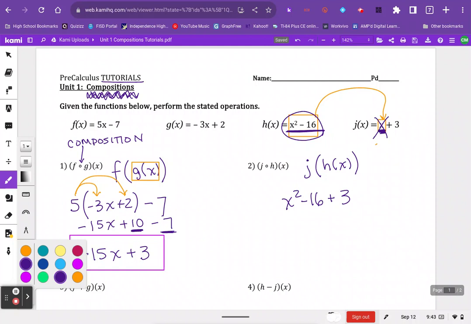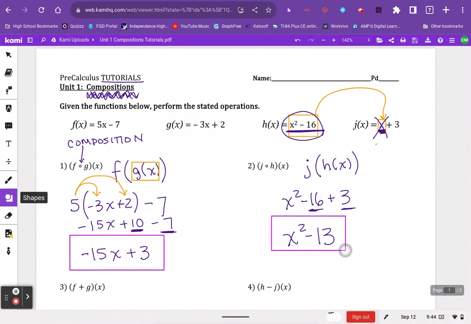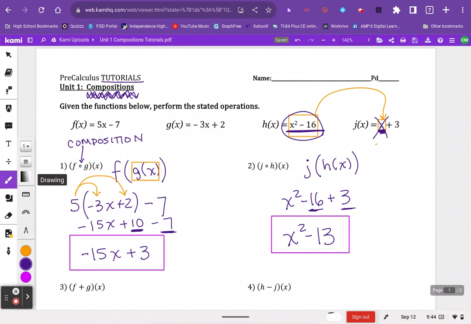Look to see what terms you're able to combine. We can combine these two terms here. So x squared minus 13. Check to see if there's anything else you can do. Can you possibly simplify or factor? But I'm not able to do anything further. So this is my final answer. That is the simplest form.